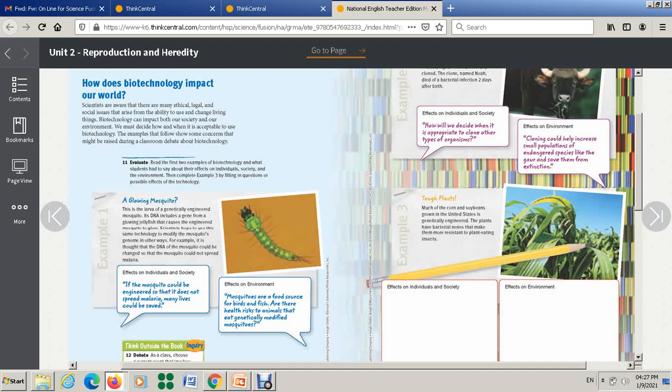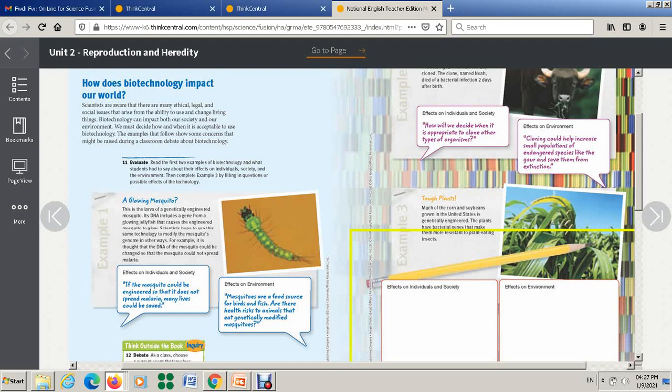Okay, I want you to look at the other page here, which is about cloning. The cloned gaur is an endangered species. In 2001, a gaur was successfully cloned. The clone, named Noah, died of a bacterial infection two days after birth. What is the effect on individual and society? How will we decide when it is appropriate to clone other types of organisms? You have to think about this, okay?